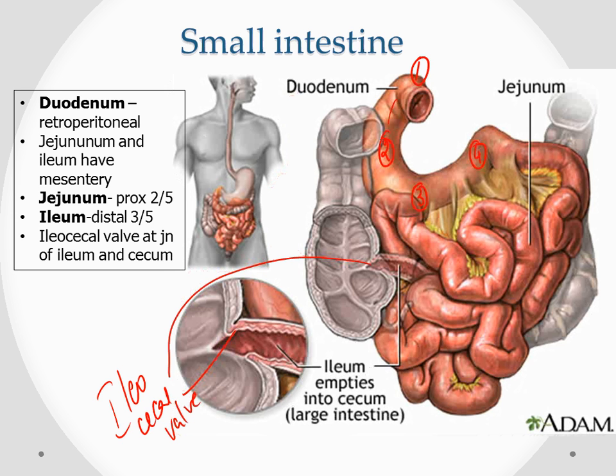The small intestine is called small intestine because its width is much less than the large intestine. The large intestine is shorter than the small intestine, but it's of a larger width.